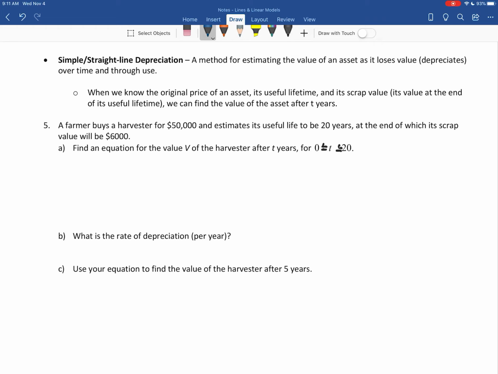So here our X and our Y have changed variables, our input and output. Instead of X we have T, and instead of Y we have V, but everything else works exactly the same. Okay, so what they've given us here, they haven't just completely said it, but they've given us 2 points.